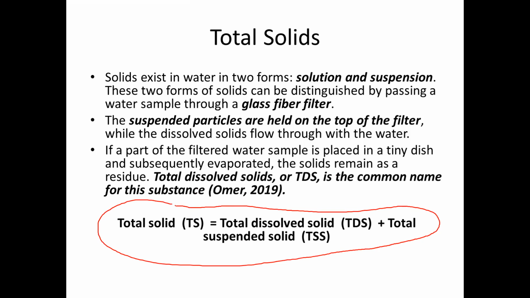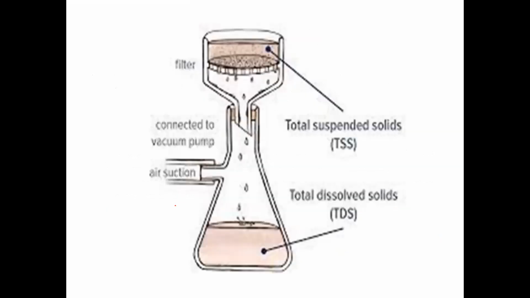If a part of the filtered water sample is placed in a tiny dish and subsequently evaporated, the solids remain as a residue. Total dissolved solids, or TDS, is a common name for this substance. So if we evaporate or boil our water, especially inside our boiler, more solids tend to form, and those are our dissolved solids. At first you can't see them, but once you boil the water in our boiler, it can cause problems in our system.